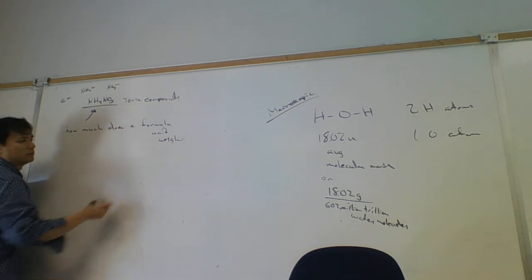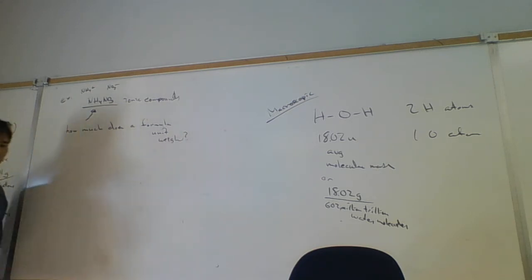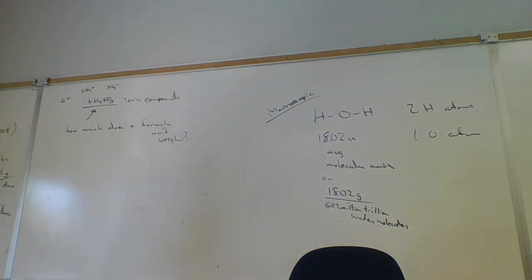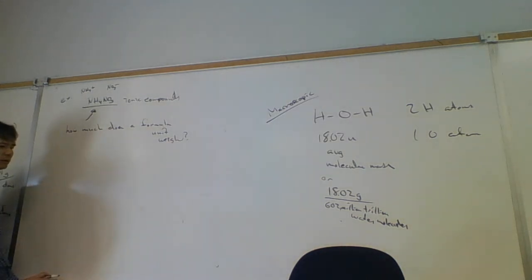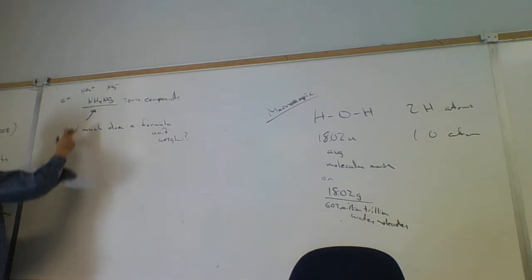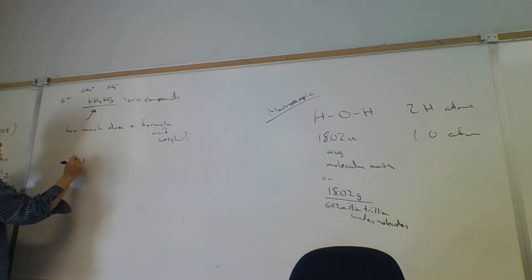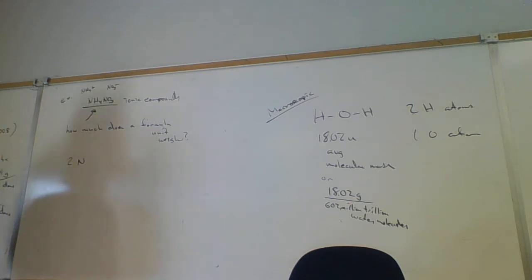And so here I could do the specific formula unit with a specific nitrogen isotope, hydrogen isotope, and oxygen isotope, but that's too much work. Instead, especially since we're dealing with a lot of formula units, what we're going to do is the average. And so in this case, I have two nitrogen atoms. And what's the average mass of a nitrogen?